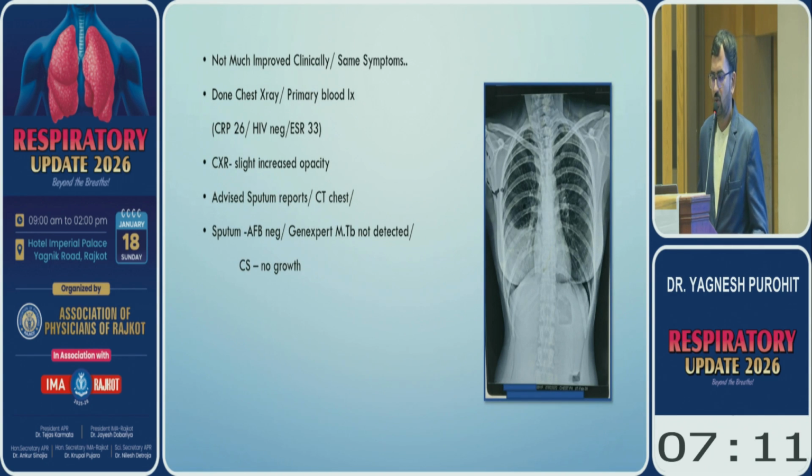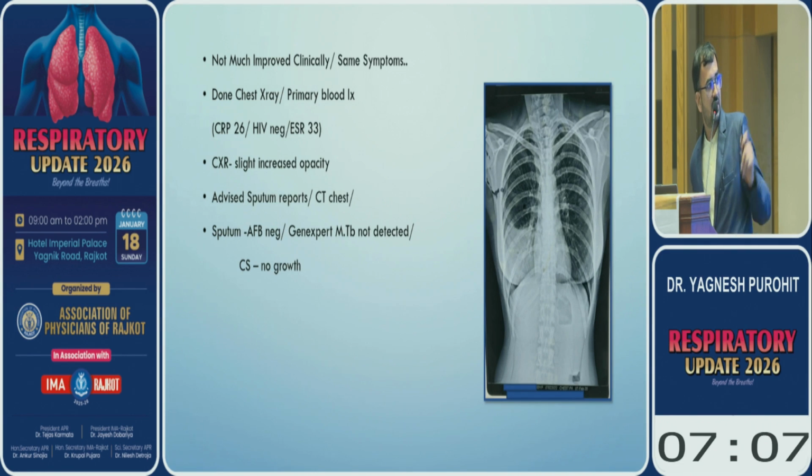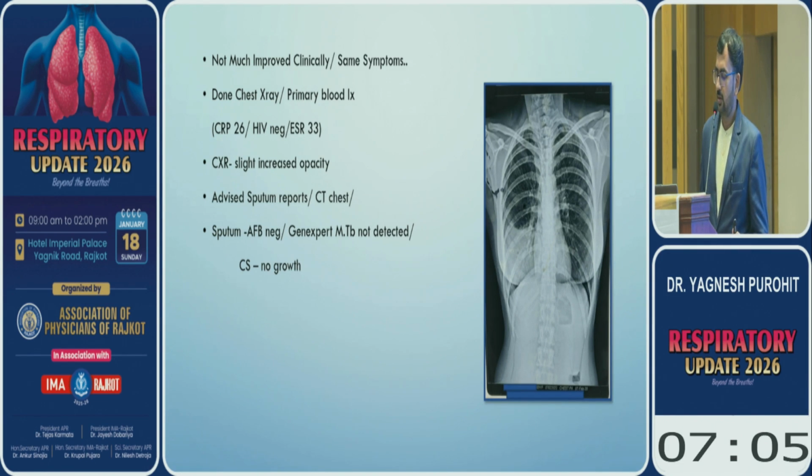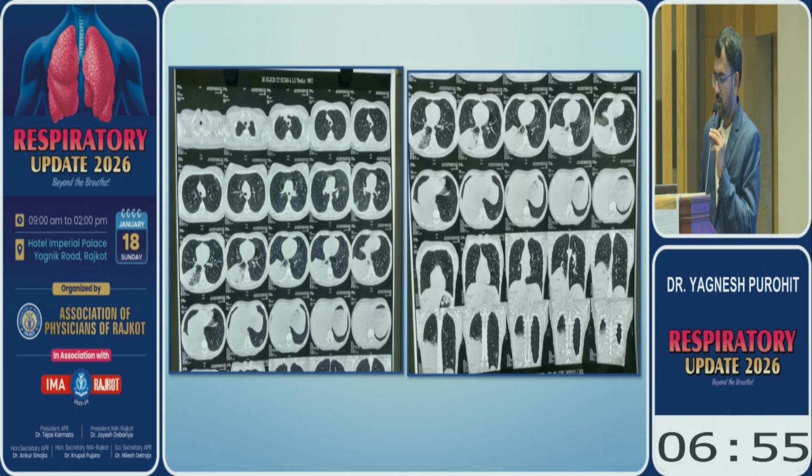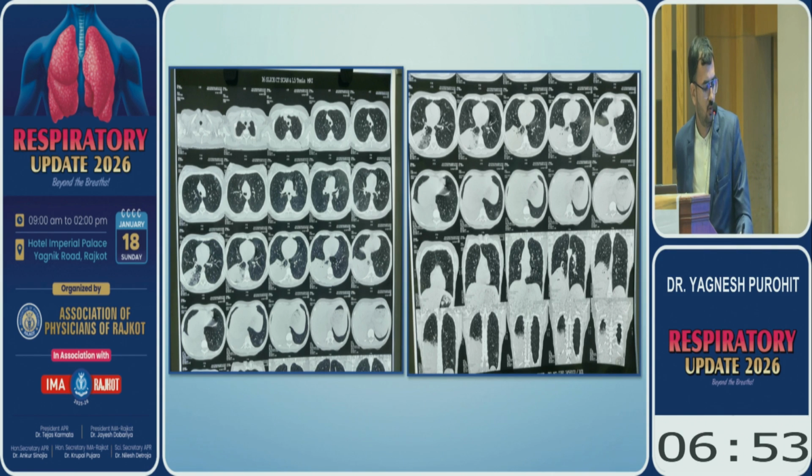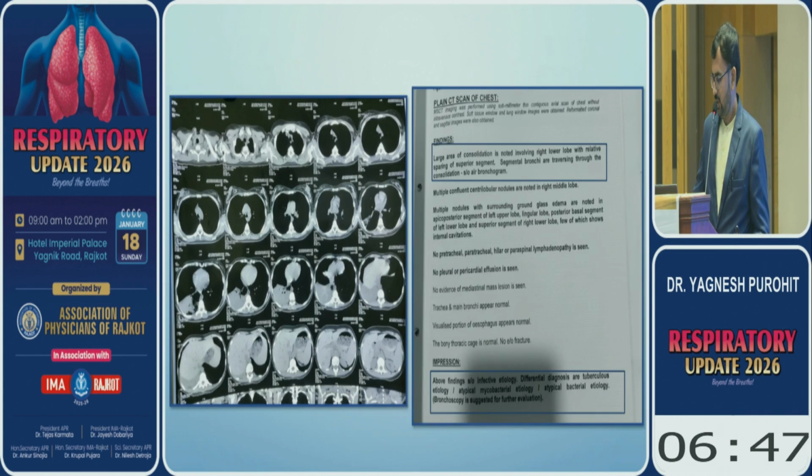Not much improved clinically, with the same symptoms. We did the chest X-ray again, which showed slightly increased opacity, and so advised her sputum reports and CT. Sputum showed AFB negative, GeneXpert negative, and culture didn't grow anything. This was her CT, showing right lower lobe dense consolidation with air bronchogram. So it was a kind of infective etiology.